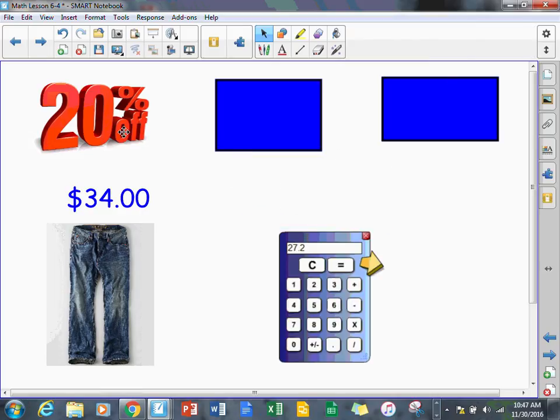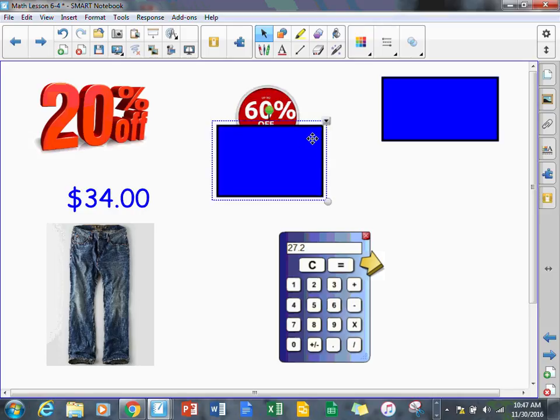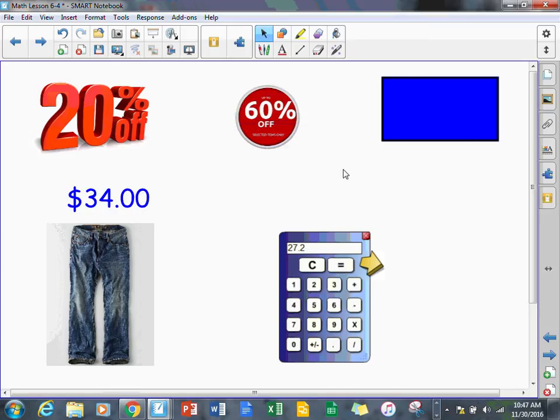So instead of it being 20% off, let's say that it is 60% off. Now, hands up. Show me a 1 if it's a better deal or a 2 if it's a worse deal. Show me with your fingers, please. All right, everybody's got a 1 up. Yeah, this is a really good deal. Think about it. You're going to be spending less than half of the amount of money. So let's figure out how much first we could take off of this price of $34.